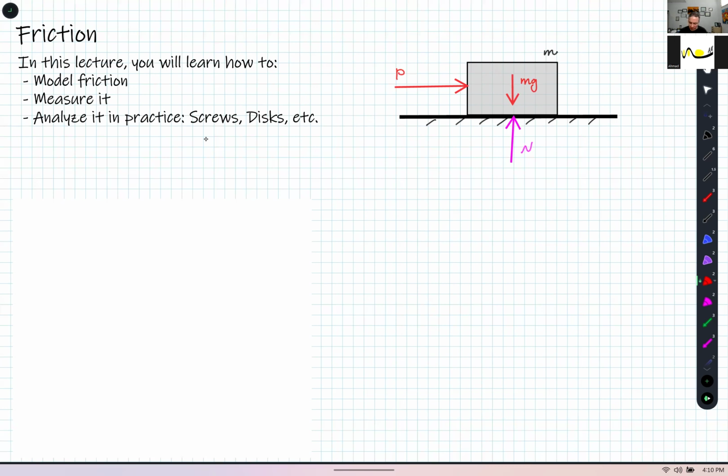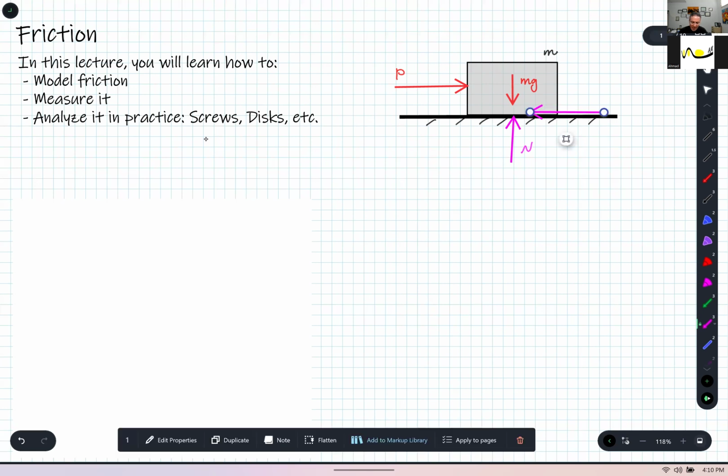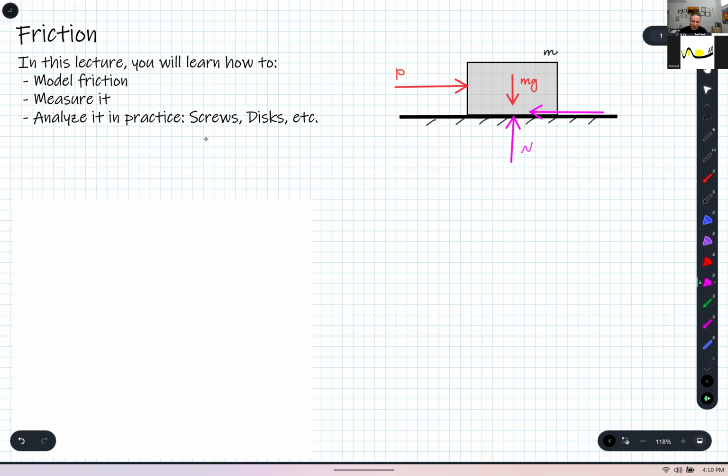The principle of equilibrium tells me that there must be some resistive force to balance that load P. So let's call that one F. In this case, F must be equal to P. Let's say we increase the load P, but still the box does not move. The value of F is going to be still equal to P because of the principle of equilibrium.